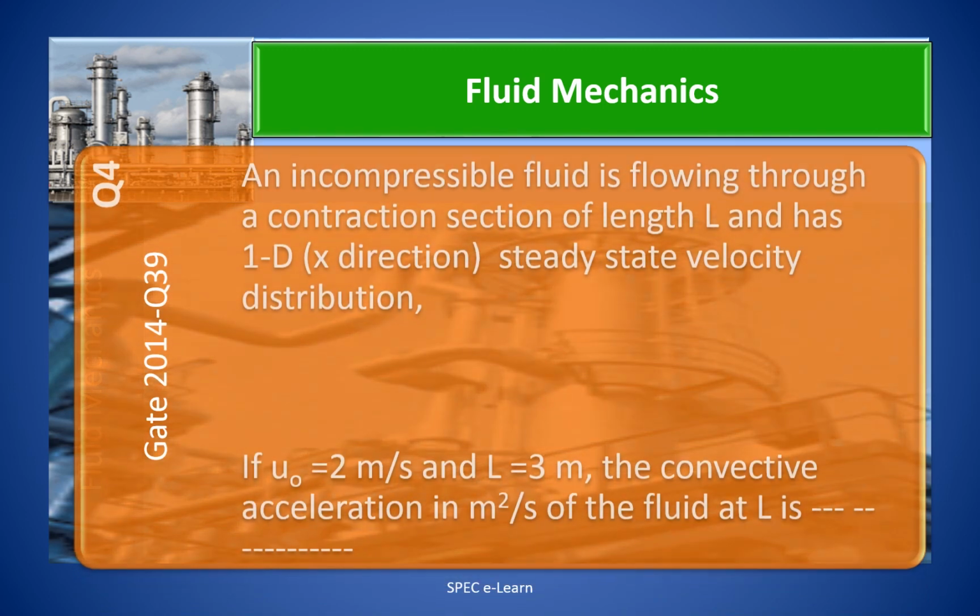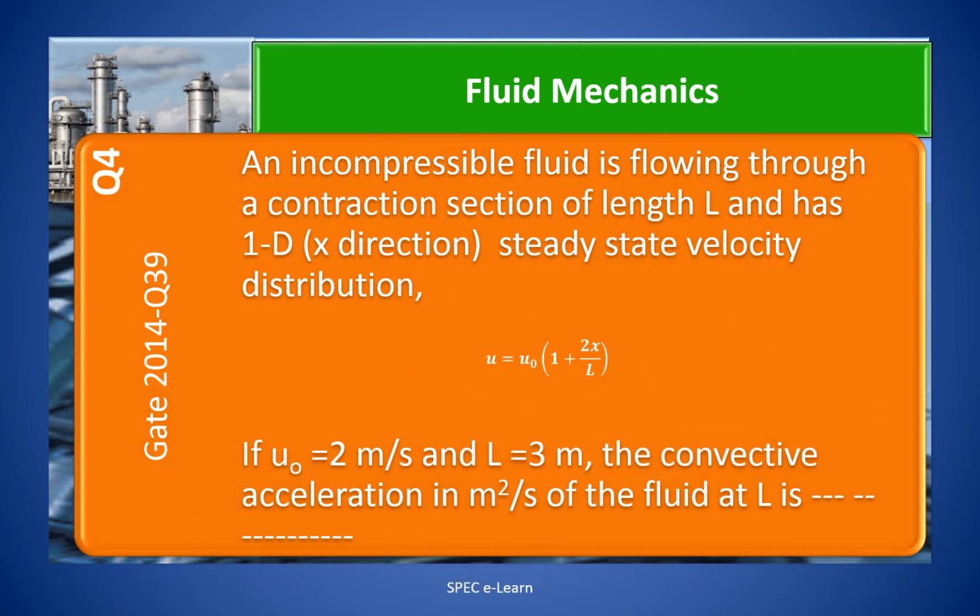GATE 2014, question number 39. An incompressible fluid is flowing through a contraction section of length L and has 1D x direction steady state velocity distribution as follows: U equal to U naught times 1 plus 2x divided by L. If U naught is 2 meter per second and L is 3 meter, the convective acceleration in meter per second squared of the fluid at L is.